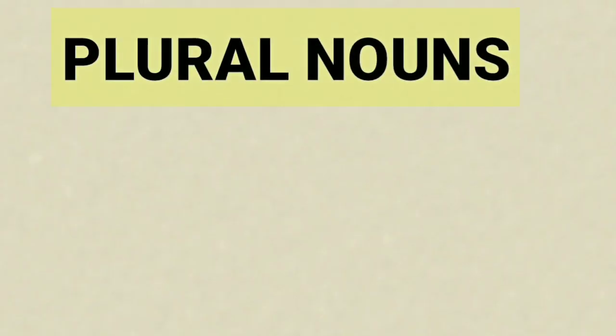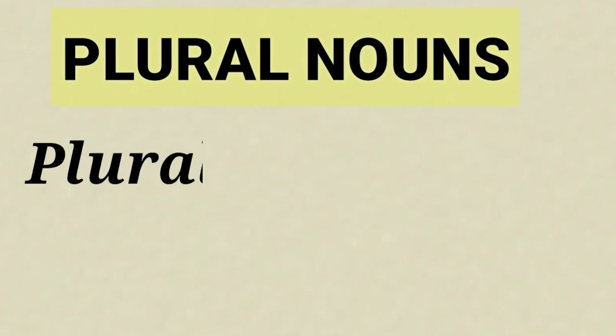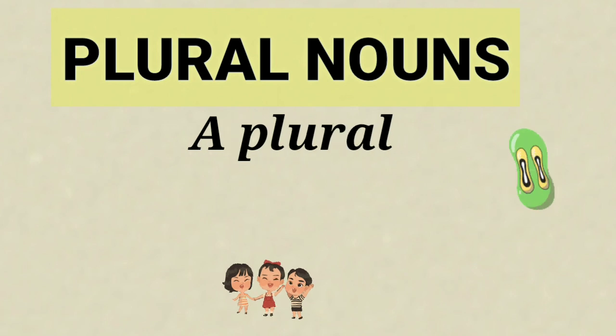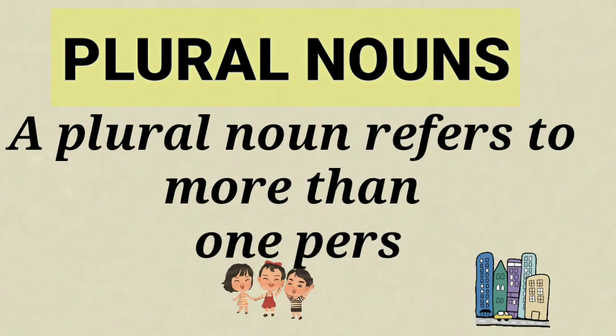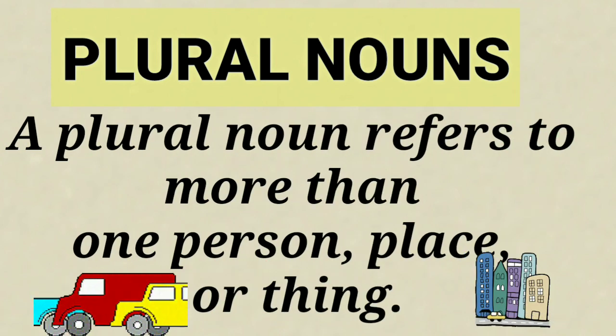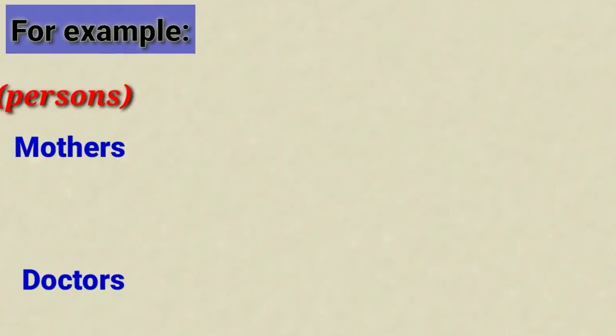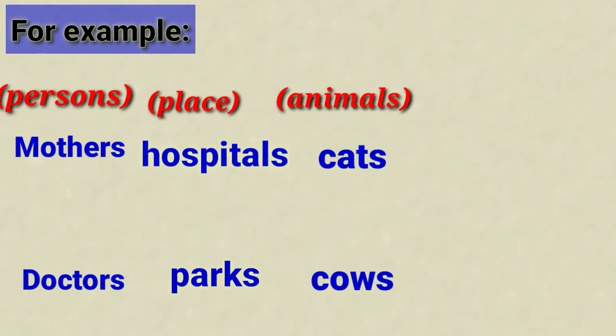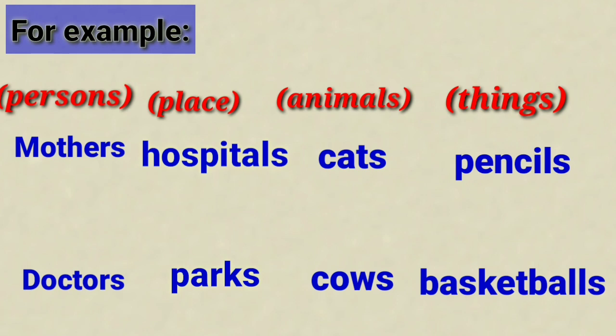Plural nouns. What does plural mean? Plural means two or more than two. A plural noun refers to more than one person, place or thing. For example, persons, mothers, doctors, places, hospitals, parks, animals, cats, cows, things, pencils, basketballs.